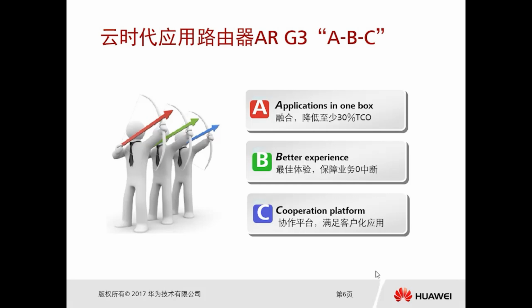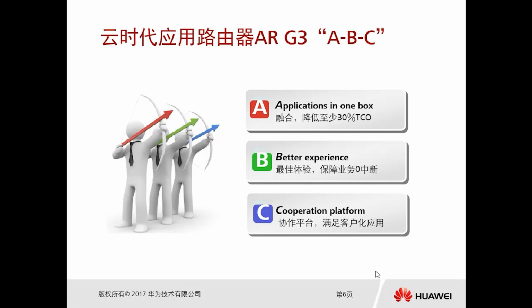The first A stands for applications in one box. So it means integration. I can deploy multiple applications on one machine in this way. I can reduce the TCO by at least 30%. So I have reduced this investment cost.